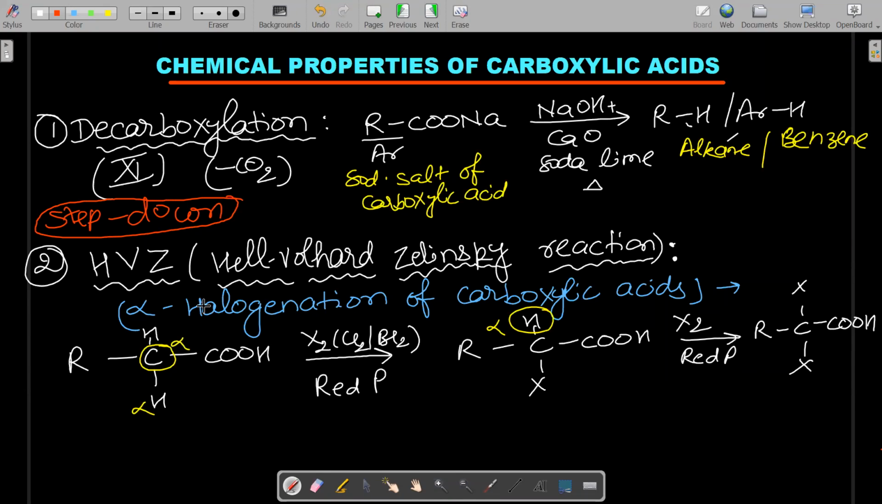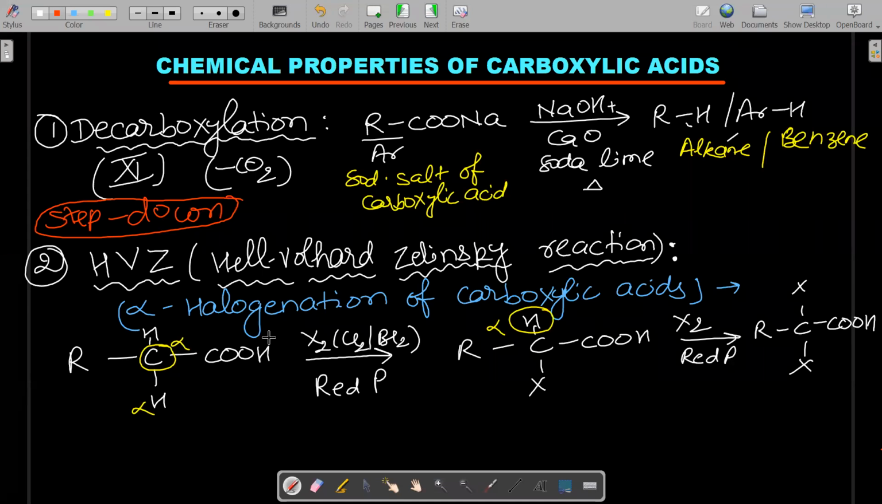Okay. Now the second method, that is HVZ. What is the full form of HVZ? Hell-Volhard-Zelinsky reaction. Okay. So HVZ reaction is the reaction for carboxylic acid, and this reaction is also called alpha halogenation of carboxylic acid. Okay, so this is also a named reaction, and this reaction is for carboxylic acid, in which alpha halogenation takes place.